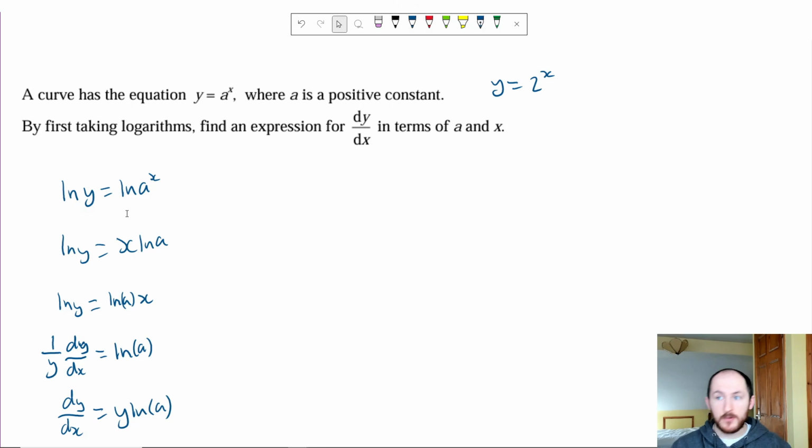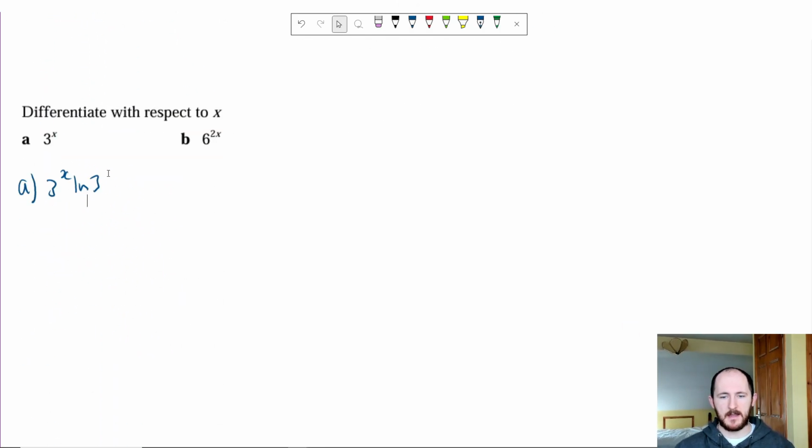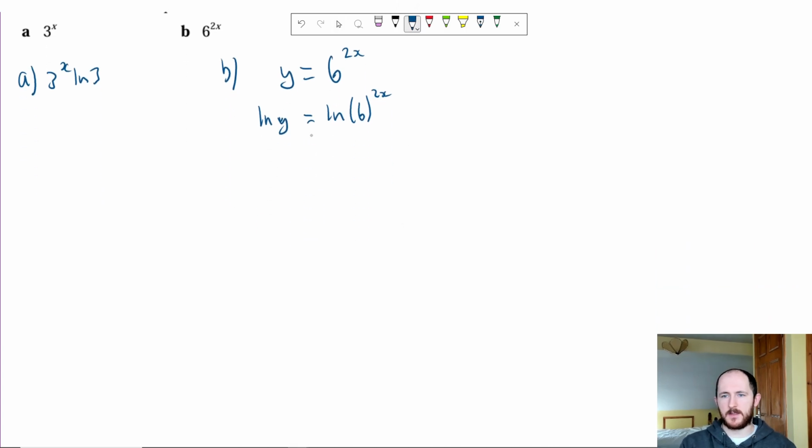We derived a result. How cool, how exciting. But if you follow the exact same steps, you'll get the exact same thing. But for part B, I'm going to show you how to do something like that. So again, we're going to say that y equals 6 to the power of 2x. We're going to take the natural log, just like we did before, and I'm going to bring the 2x to the front.